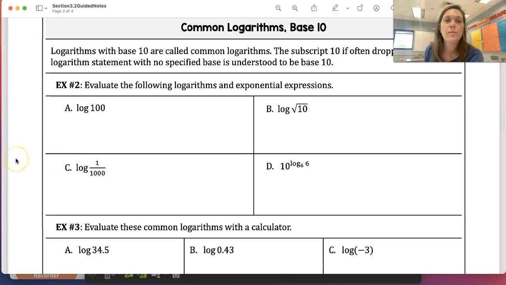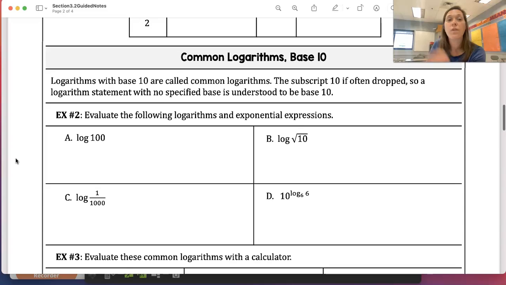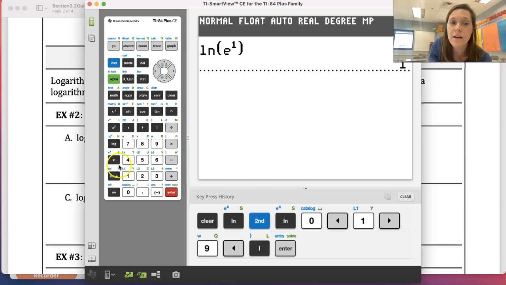All right, logarithms with base 10 are called common logarithms. The subscript 10 is often dropped, so a logarithm statement with no specific base is understood to be a base 10. And on your calculator, this log button right here is log base 10.